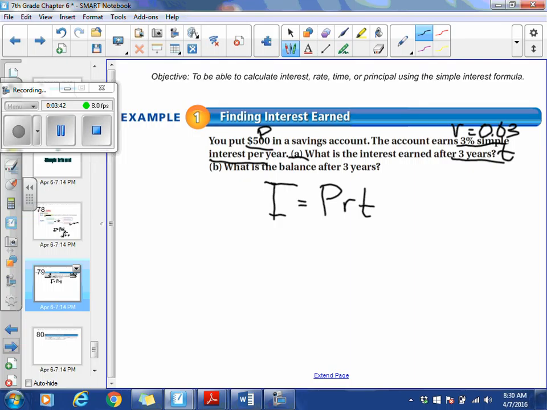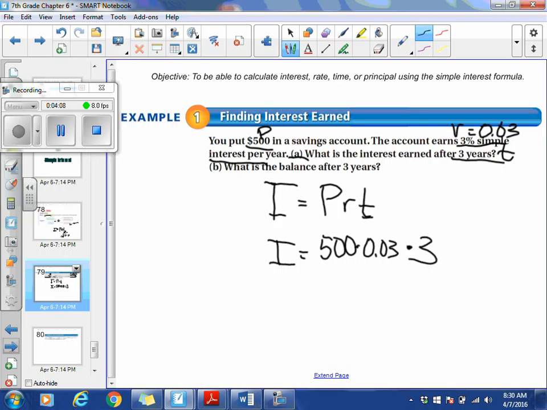So here's what we're going to do. We want to find interest. So we're going to take our $500, which is our principal, times our rate, which is 3%. So our question right now is, what is 3% of 500? Every year we're getting paid an extra 3% of $500 just to keep our money at that bank. But we're not going to do that just for 1 year. We're going to do that for 3 years.